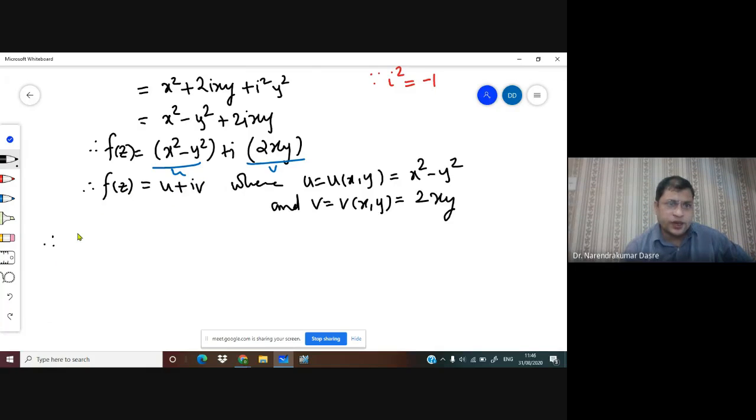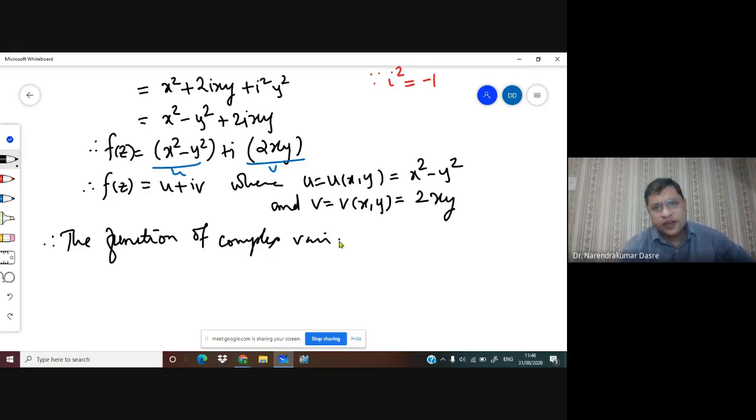Okay, so what we have is that the function of a complex variable is again a complex value, or a complex function.